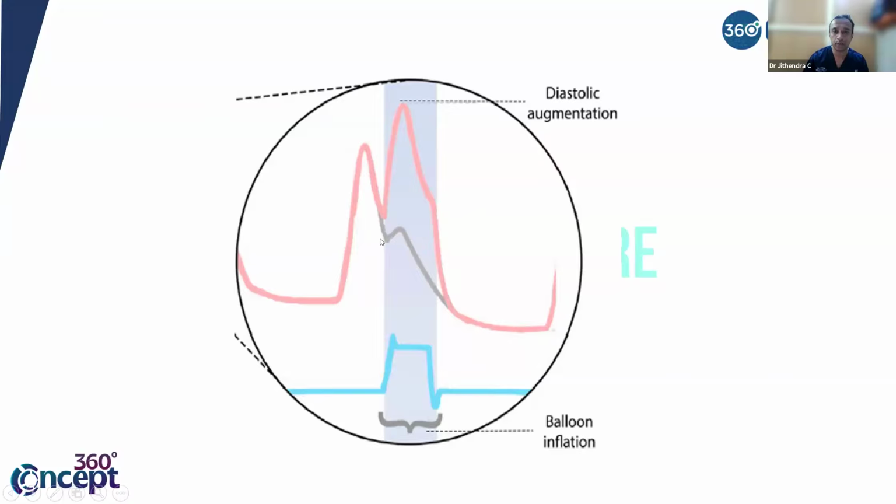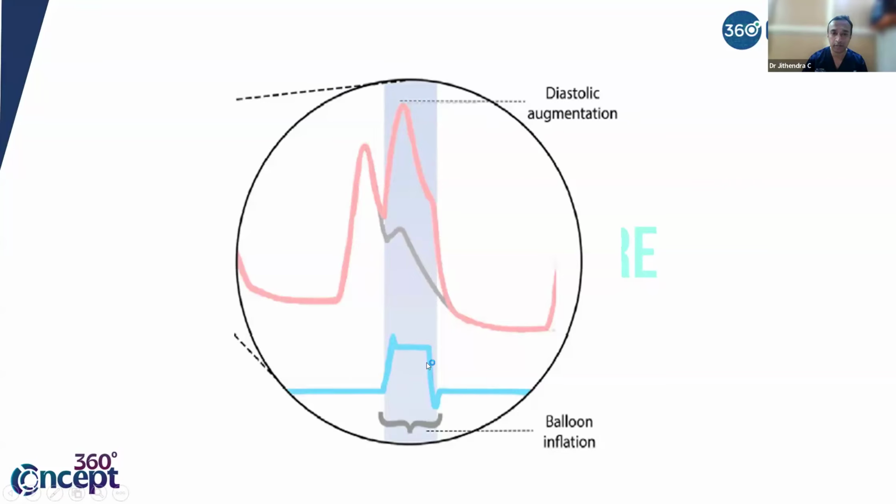This is the augmentation which has happened because of your IABP waveform, and beneath that, to help you out, you can see that the balloon is also inflating there. Okay, so these two are the waveforms which we'll be seeing on the console. It will not be seen on the patient monitor. You'll be seeing this on the console, but the arterial trace can be seen on the patient monitor also if you're using an arterial line. Okay, so this is how it looks.